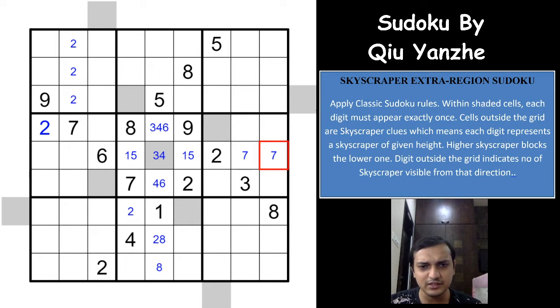Can we place a 9 in the extra region constraint? But why am I taking a 9? Because it is very easy to eliminate 9 from an extra skyscraper constraint. So why would I say that?